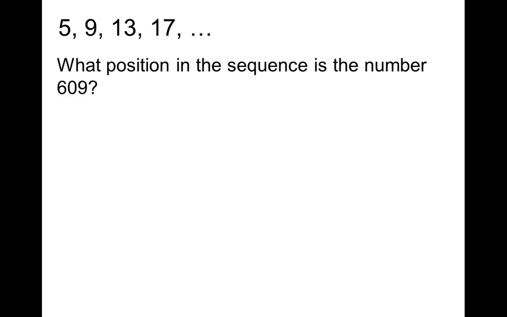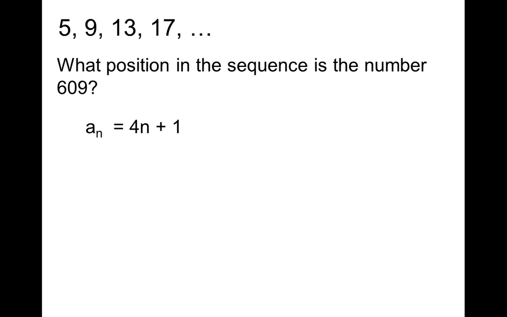Now what if instead of saying what's the 100th term, in other words, instead of saying what value is the number in a particular position, what if I give you a value and ask you what the position is? So what position in the sequence is the number 609? Well, remember, we've got this nth term formula we've come up with. A sub n is 4n plus 1. Think of a sub n as meaning a number.